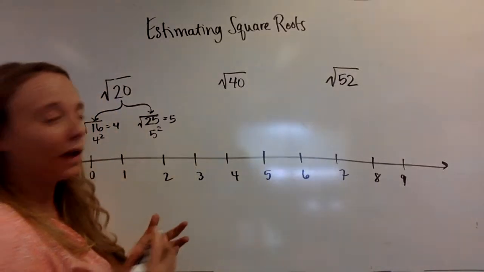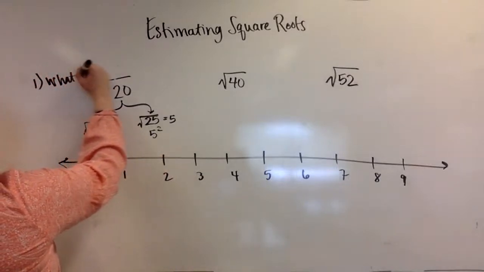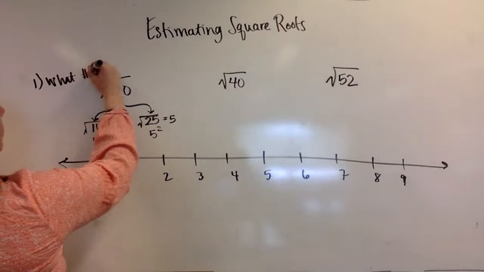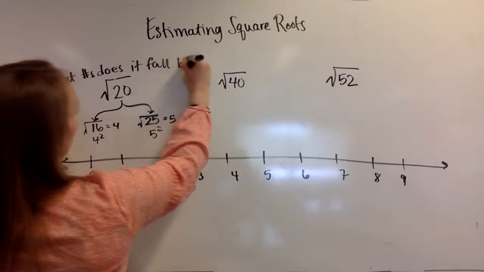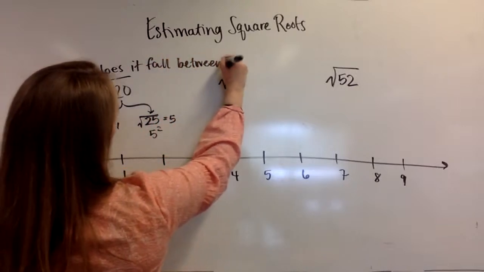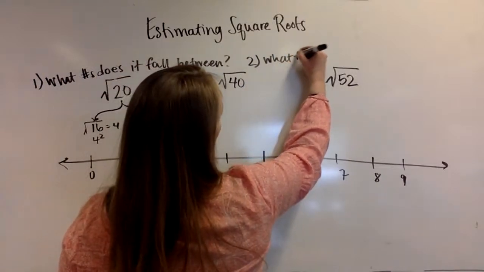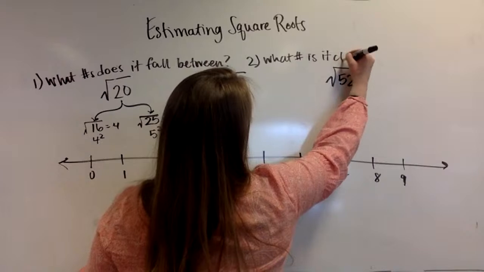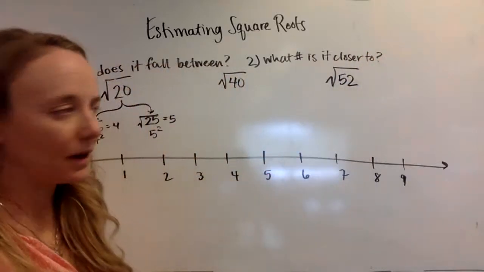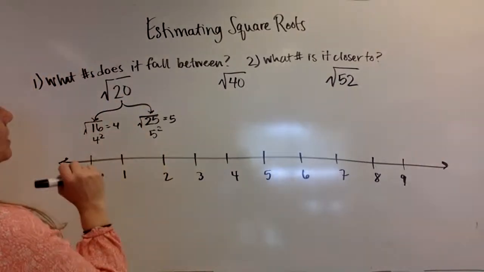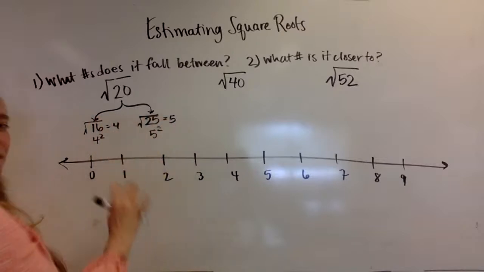Now I need to ask myself, for step 1, what whole numbers does it fall between, and step 2, what number is it closer to? Poor grammar because I'm ending in a preposition, but either way, what does it fall between and what number is it closer to? So it goes in between 4 and 5.